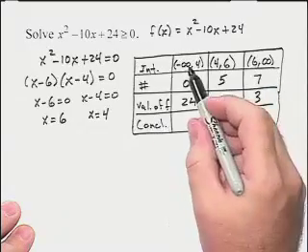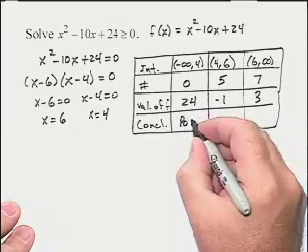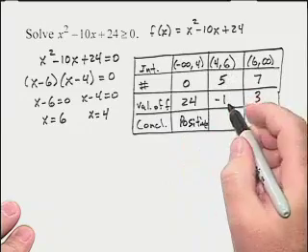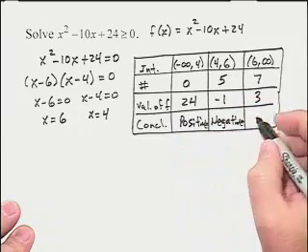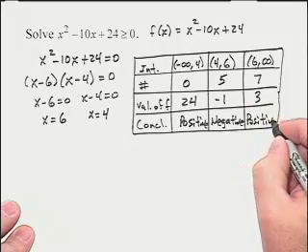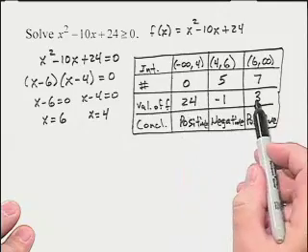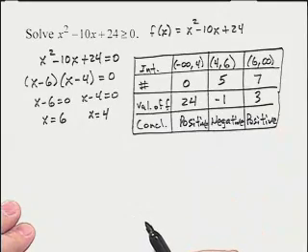What we conclude then is on the first interval, the value of the function is always positive. In the second interval, the value of the function is always negative. And in the third interval, again, the value of the function is always positive. We determine that by the value here. This is positive, this is negative, and this is positive. That tells us the sign of the function over the entire interval.